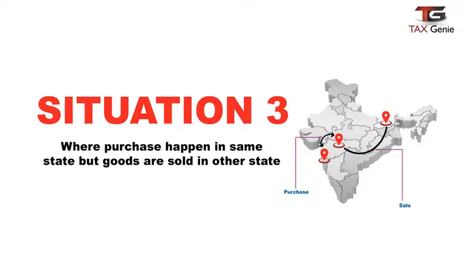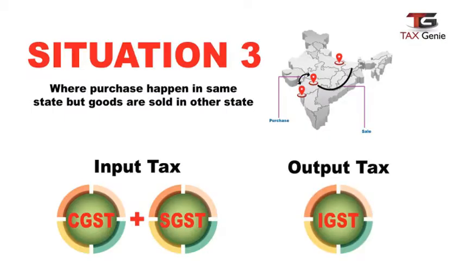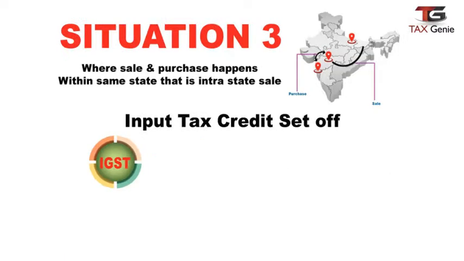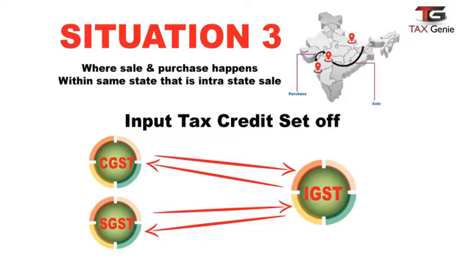Situation 3, where purchase happens in the same state but goods are sold in another state. Here the input tax will be CGST and SGST, but output tax will be IGST. Under this situation, any tax can be set off against each other.